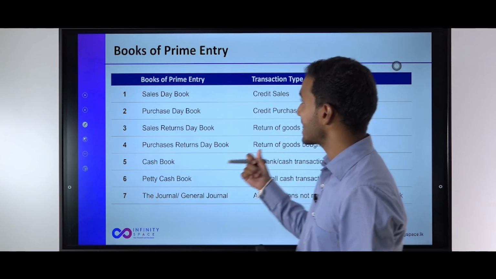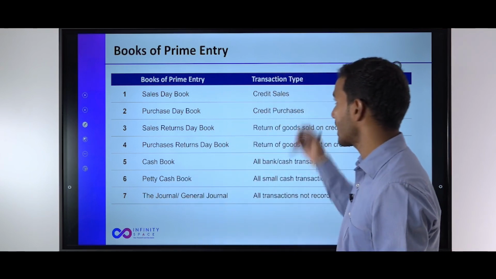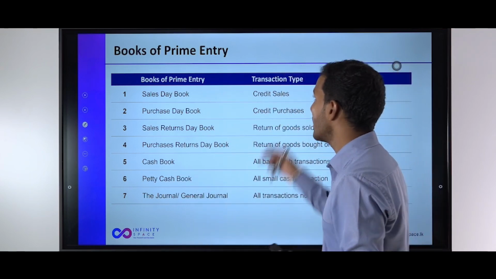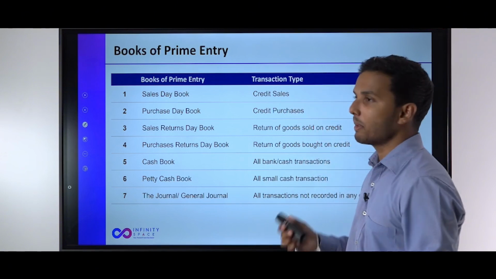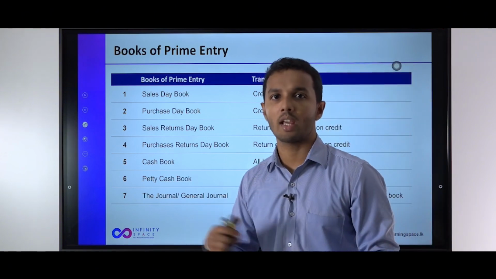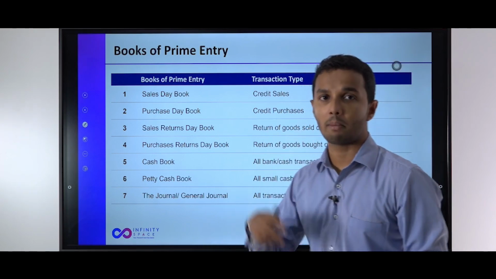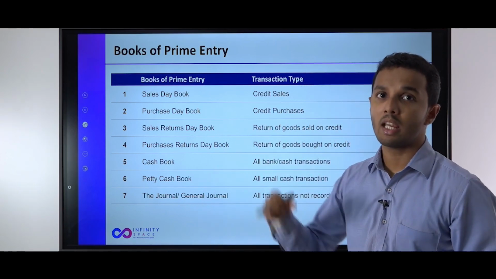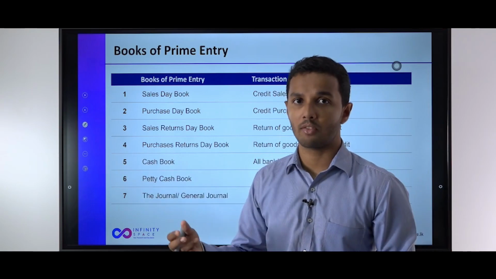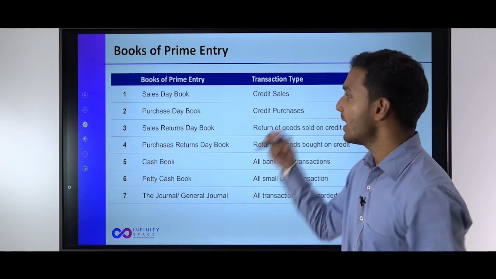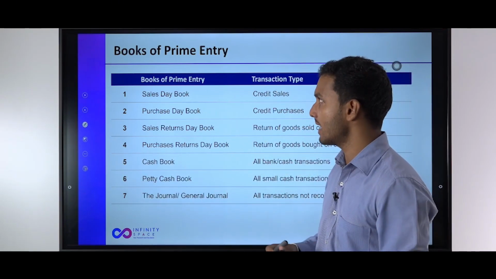So we have the sales day book. And what kind of transactions do you record in the sales day book? You record credit sales. When the business sells goods in its day-to-day activities, and if those goods are sold on credit, meaning payment is not received immediately, but the customer will pay sometime in the future, that's called a credit sale. So such transactions are recorded in the sales day book.